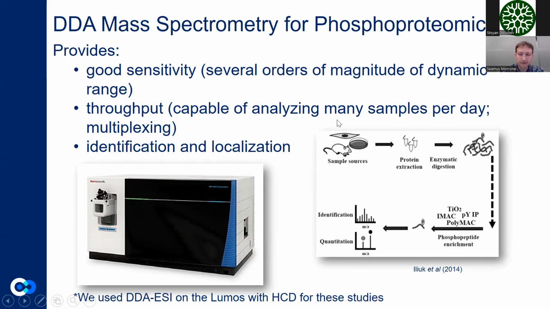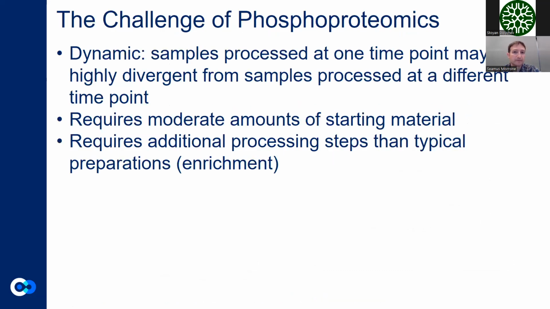And it's also fairly well worked out in terms of sample processing. You start with a source of tissues or cells, you extract the protein, digest them, perform enrichment, and fractionation is also important, and then you run them on the instrument. So mass spectrometry is a pretty well developed field for phosphoproteomics, although it is very active.